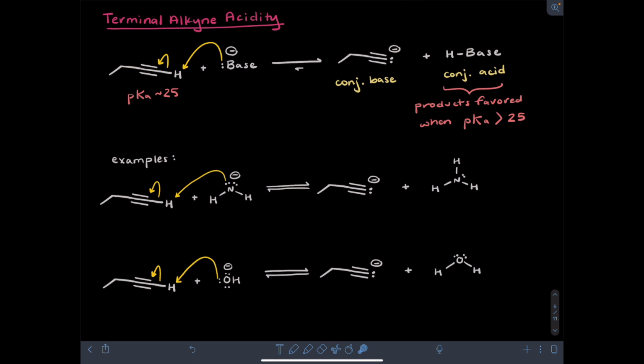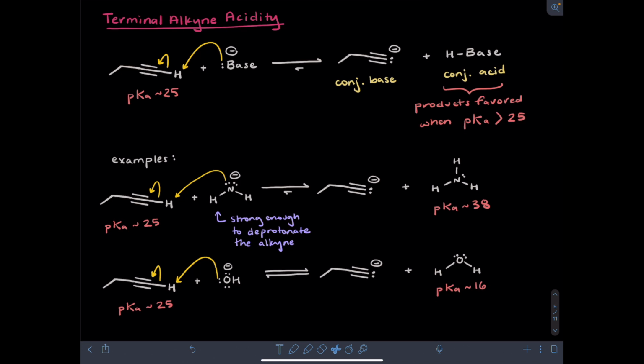To predict which side of the equilibrium would be favored in each case, we need to look at pKa values. The pKa of the acid, the terminal alkyne, is about 25, and the pKa of NH3, ammonia, is about 38. Because the pKa of the conjugate acid is higher than that of the original alkyne, we can conclude that NH2- is strong enough to deprotonate the alkyne, and this reaction would favor the product side.